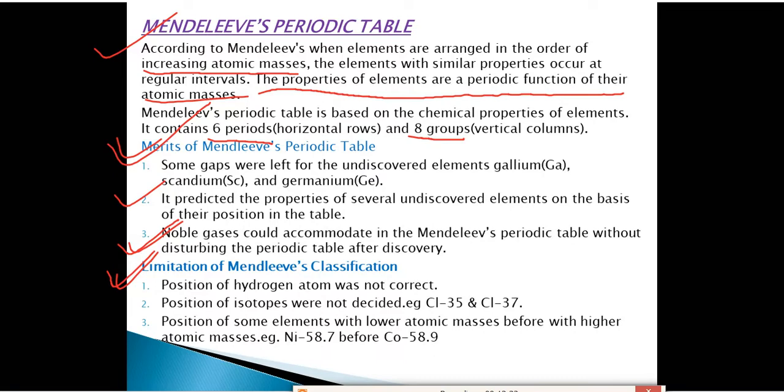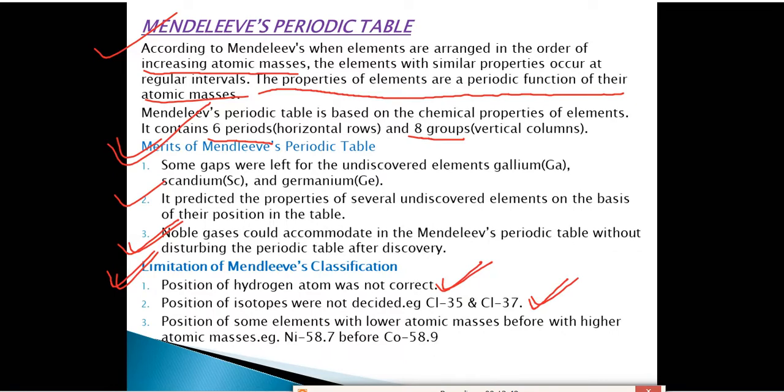Now we will have a look at the limitations of Mendeleev's periodic classification. Position of hydrogen atom was not correct. Means hydrogen has not got the proper position in Mendeleev's periodic table. Position of isotopes was not decided. Example, chlorine 35 and chlorine 37. Their position was also not decided at that time.